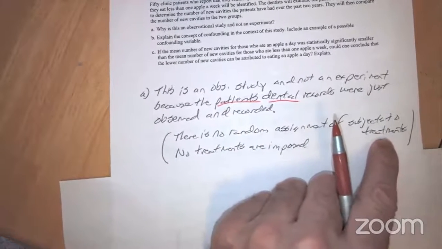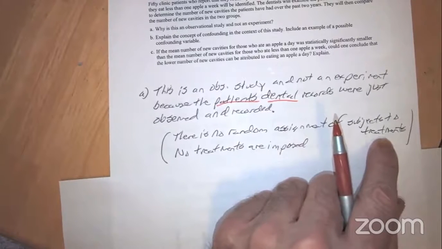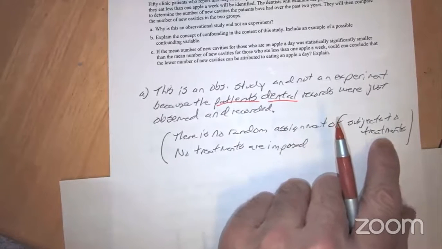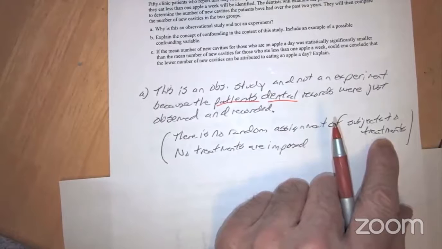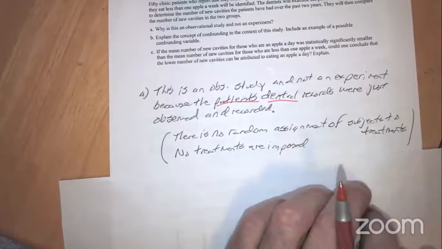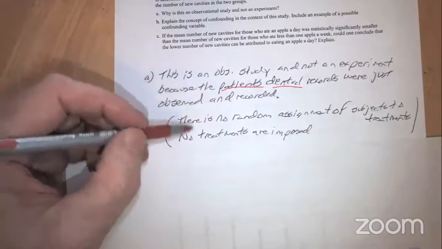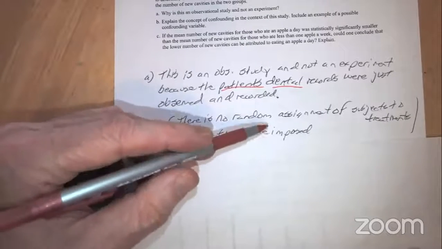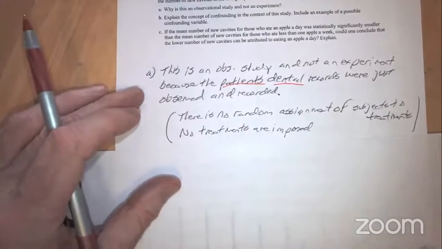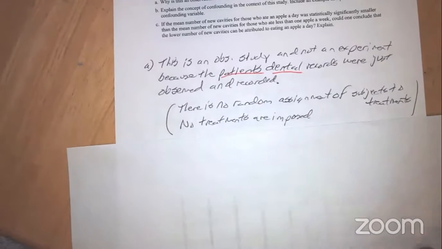So again, what do we have? We talked about imposing a treatment. We talked about randomization, replication, controlling for outside variables. We don't have any randomization here, therefore it cannot be an experiment. You could also say this is an observational study and not an experiment because no treatments were imposed on the 100 dental patients or something like that. So this is clearly an observational study. This is not an experiment.